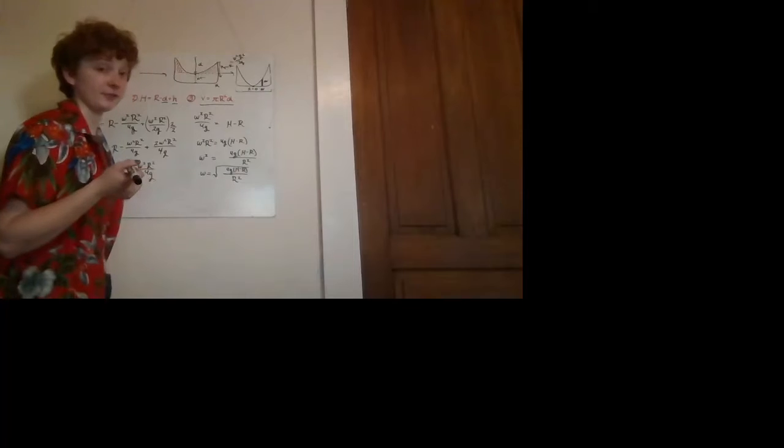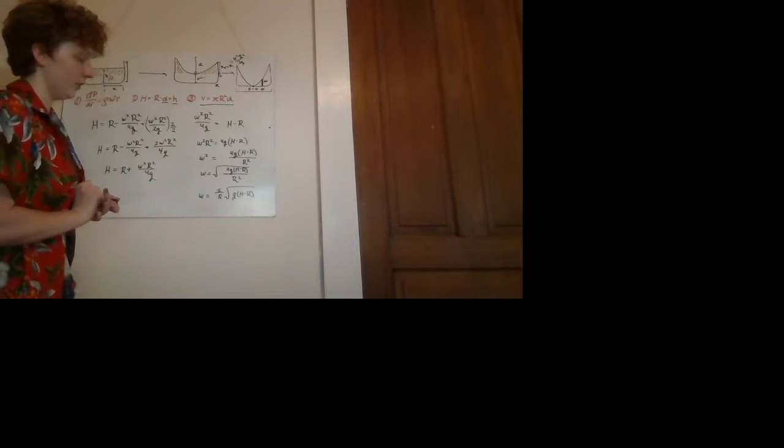We can further simplify this just a little bit to get the angular velocity is equal to 2 over the radius multiplied by the square root of g times h minus r. And that is going to give us the maximum angular velocity that we can rotate this cup without the liquid spilling out.